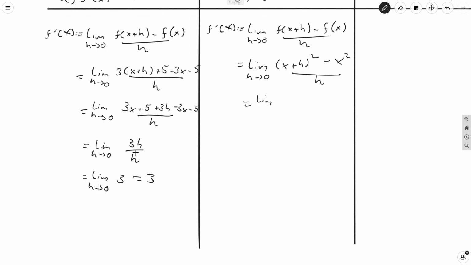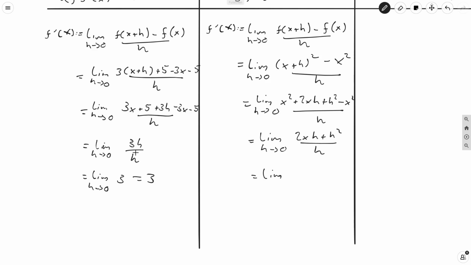Then this is the limit as h goes to 0 of x squared plus 2xh plus h squared minus x squared. Notice that this is just expanding out the bracket here of (x plus h) squared, dividing through by h. The x squareds cancel again, so this is equal to the limit as h goes to 0 of 2xh plus h squared, all divided by h, which is clearly equal to the limit as h goes to 0, dividing through by h, because again h is non-zero, of 2x plus h.